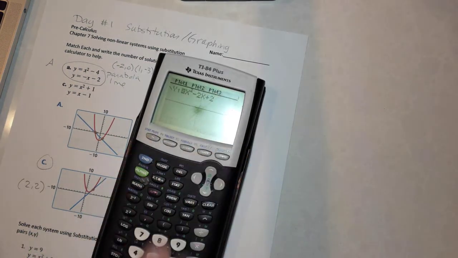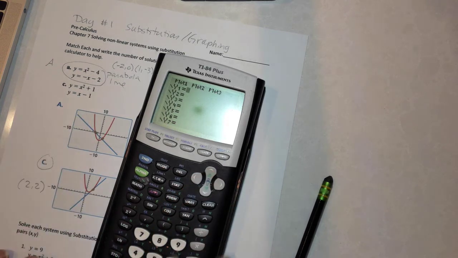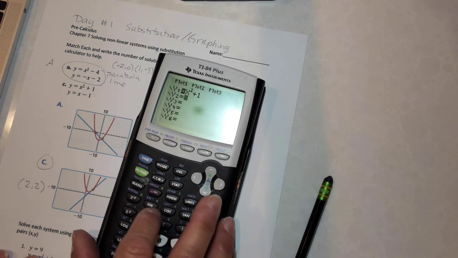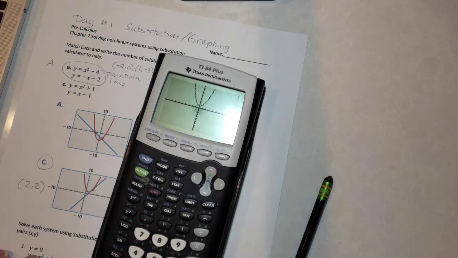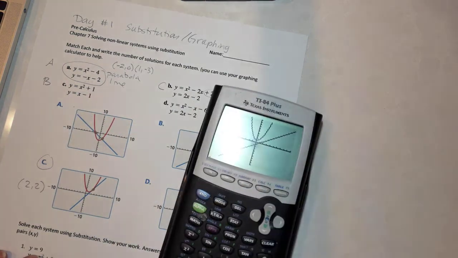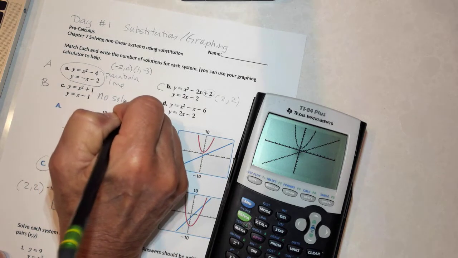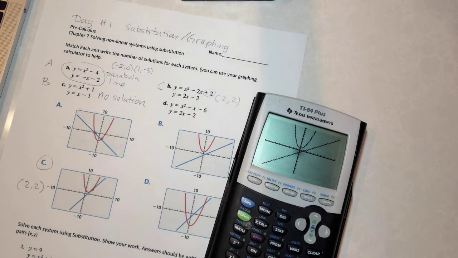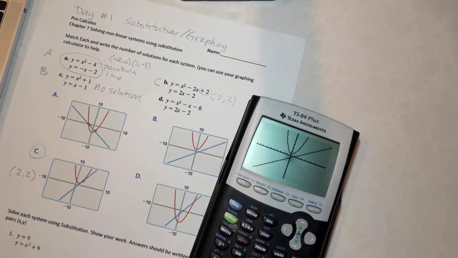If I move on to option C here, and I clear out what I've got, and I'm going to put in my x squared plus 1, and then put in an x minus 1. So again, a line and a parabola. When I hit graph on this one, it looks to be matching with B, but more importantly than that, they don't intersect. And because they don't intersect, that means that this one has no solution. So we used to have that option when we had parallel lines. Same thing here. If they don't cross, they don't have a solution. That's the entire point.